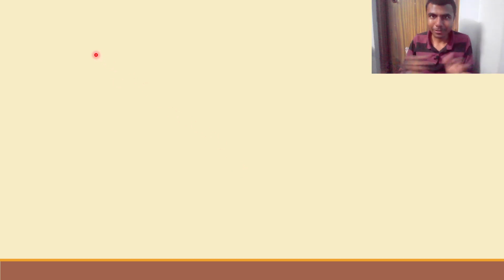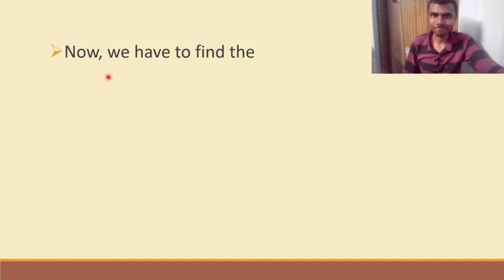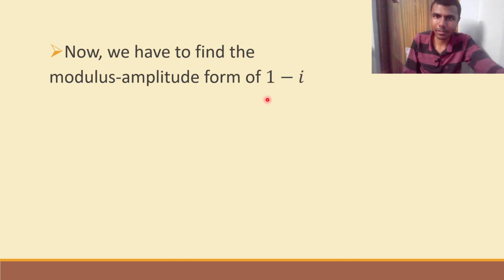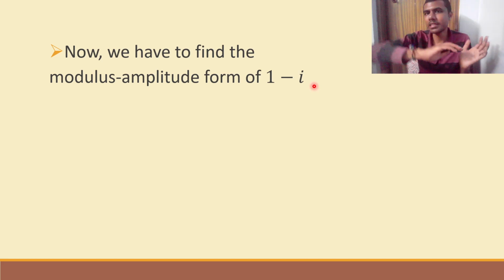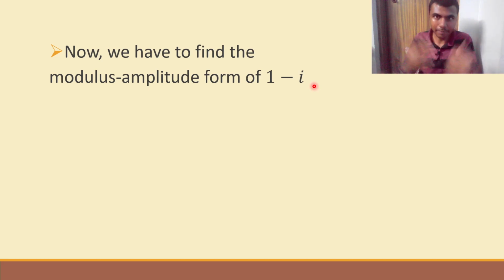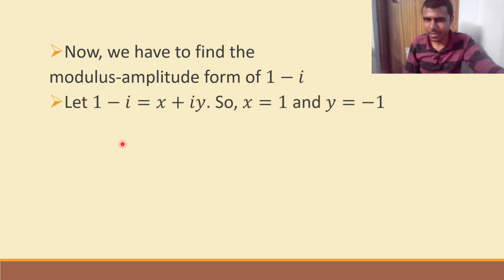The modulus amplitude form of 1 minus i. Now we have to find the modulus amplitude form of 1 minus i. We just found out the modulus amplitude form of 1 plus i. Likewise, now we have to find it for 1 minus i. Same process, take it as x plus iy. So here x is 1, y is minus 1, because 1 minus i is nothing but 1 plus i into minus 1, which is x plus iy.